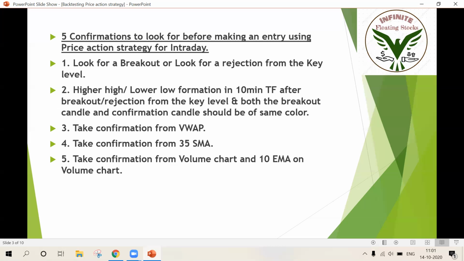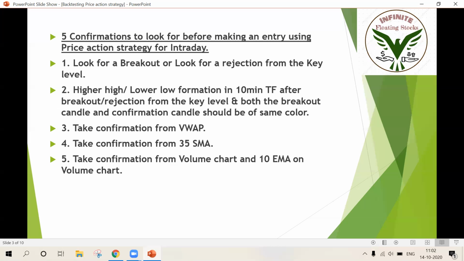The first confirmation is breakout or rejection from the key level. The second confirmation is higher high or lower low formation, and the colors of both candles should be the same. If you are making a long position, a buy position, both candles should be green, after breakout or after rejection from a key level.